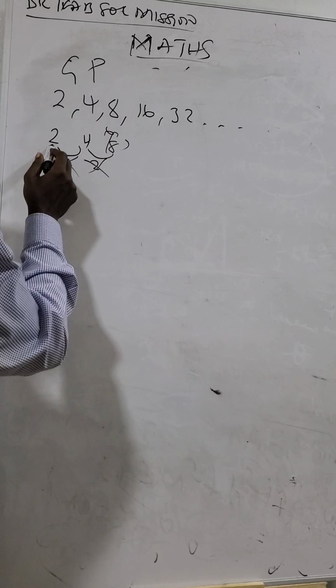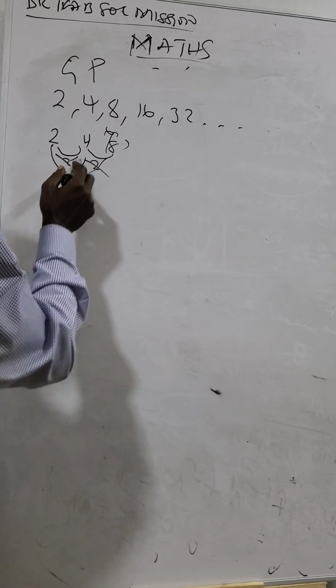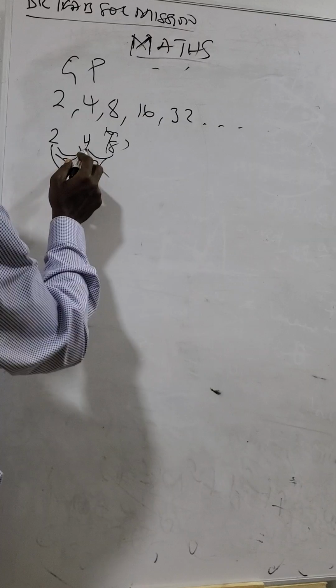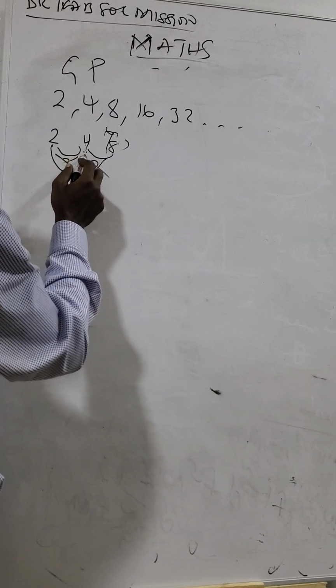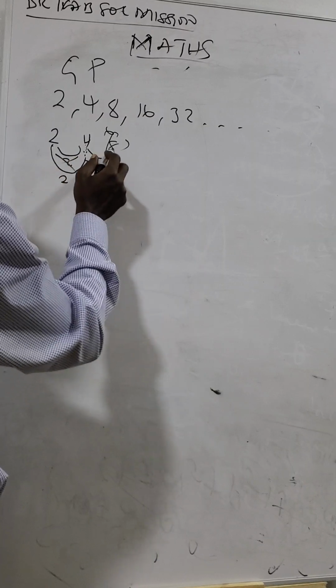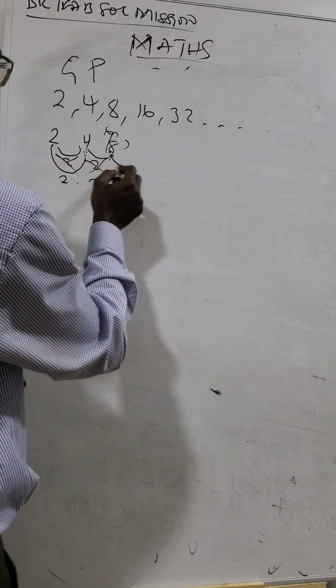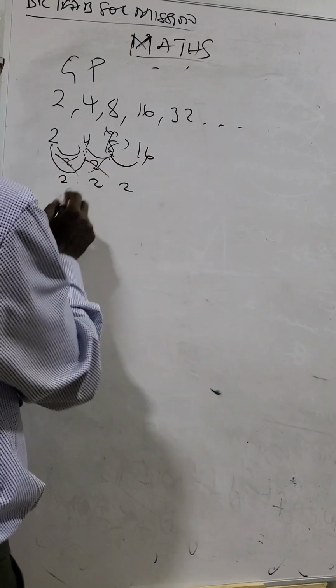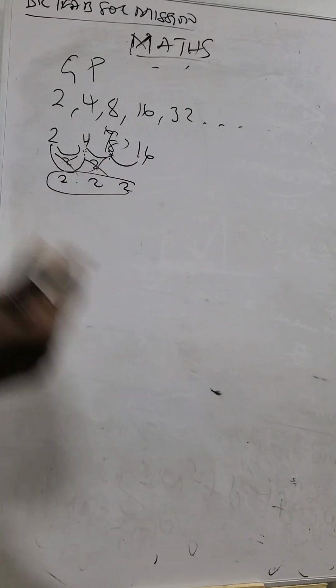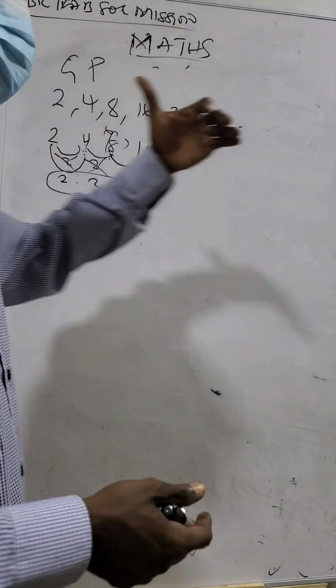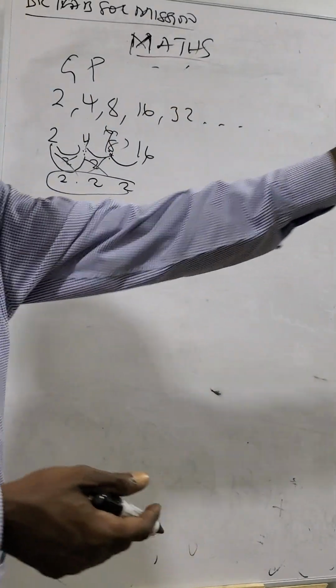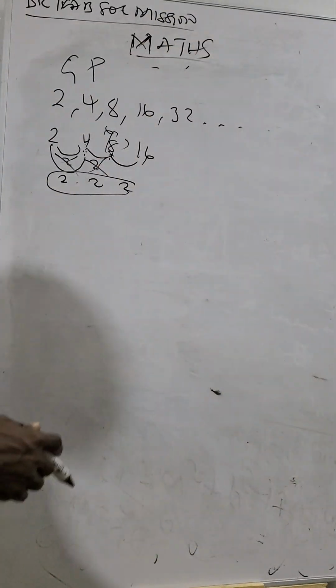If you multiply this 2 by 2, you will get 4. If you multiply the answer, 4, by 2, you get 8. Multiply 8 by 2, you get 16. So you realize that this comes in the form of multiplication as you move forward. Of course, when you are coming back, it will be division.